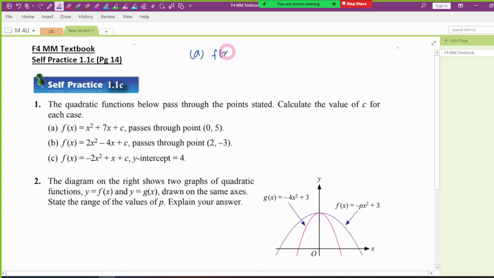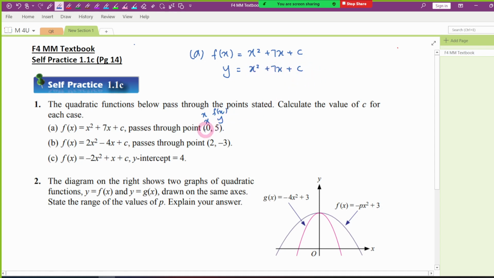given that this function f of x is equal to x squared plus 7x plus c passes through the point 0, 5. So what is the value of c? This is the x coordinate, this is the y coordinate. Or this is x, this is f of x. It's actually the same thing. You can just change the f of x to y is equal to x squared plus 7x plus c.